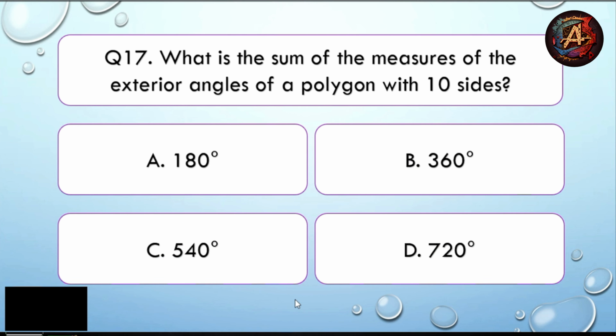What is the sum of the measures of the exterior angles of a polygon with 10 sides? Is it A, 180 degrees, B, 360 degrees, C, 540 degrees, or letter D, 720 degrees? I'll give you 5 seconds.